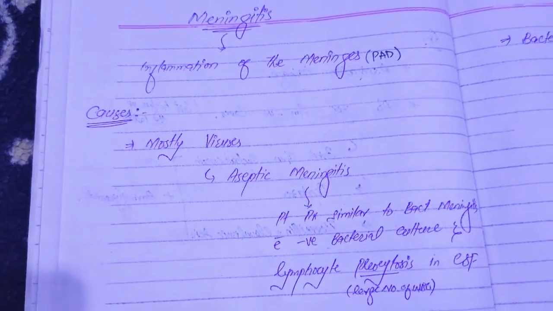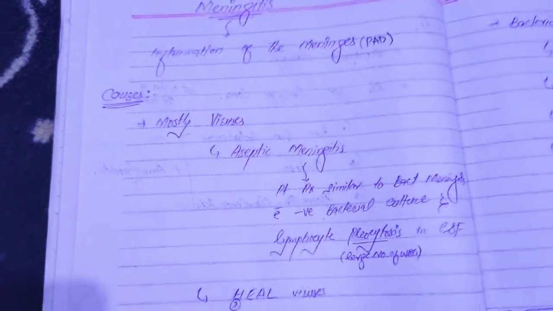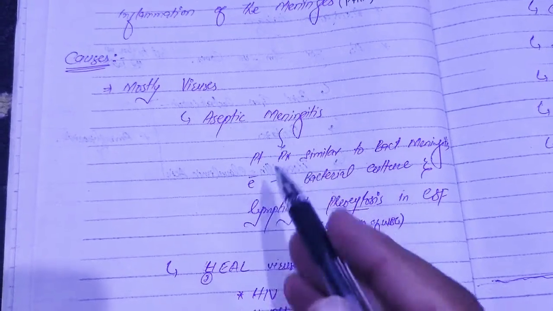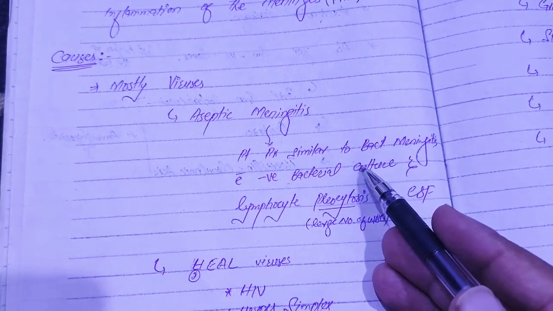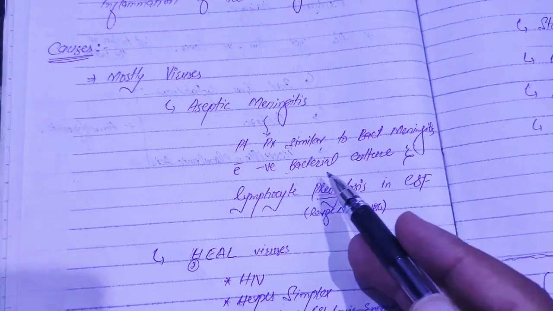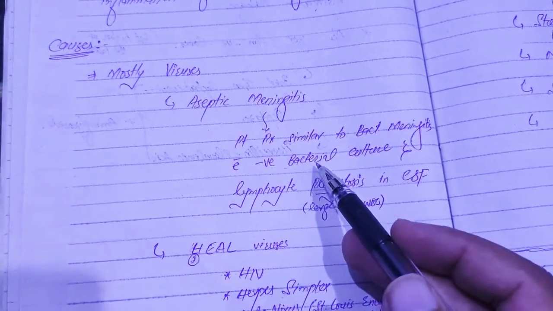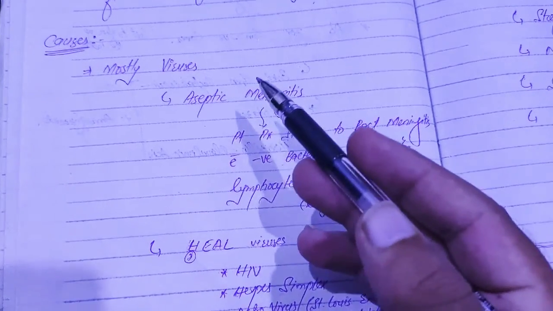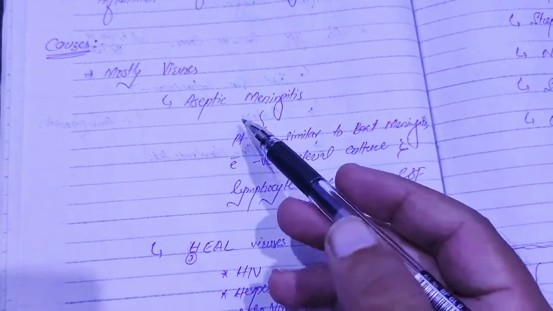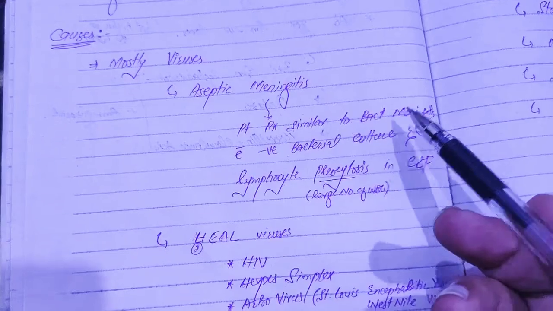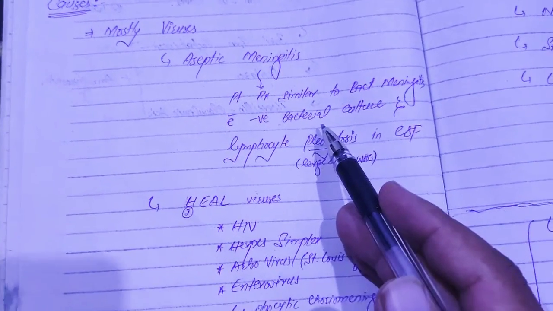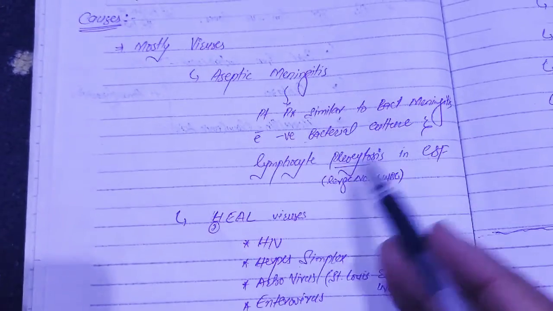So, now the causes of meningitis. Meningitis is mostly caused by viruses. The viruses are the main cause of it, and once a virus causes it, once you do the lumbar puncture in these patients, there will be no bacterial cultures. So that's why this kind of meningitis is known as aseptic meningitis. The aseptic meningitis caused by viruses will have a similar presentation as bacterial meningitis, but if you do the lumbar puncture, then you will find the negative bacterial culture.